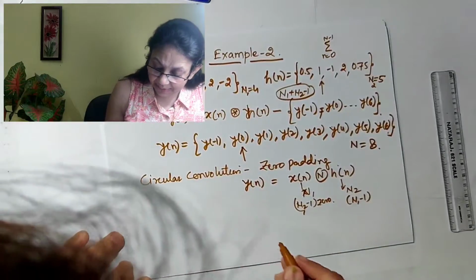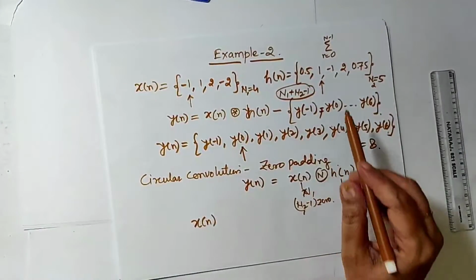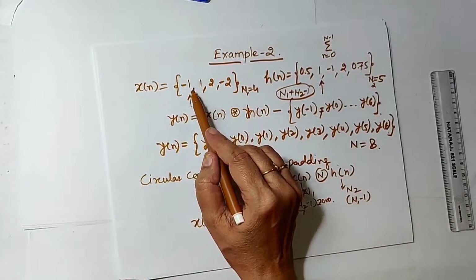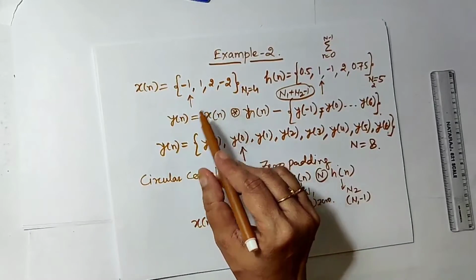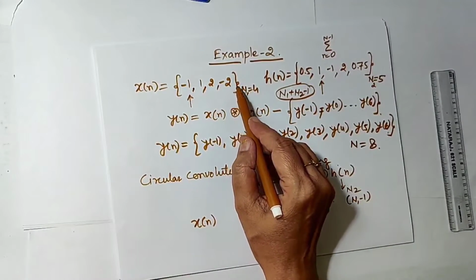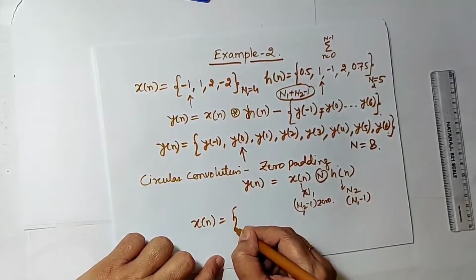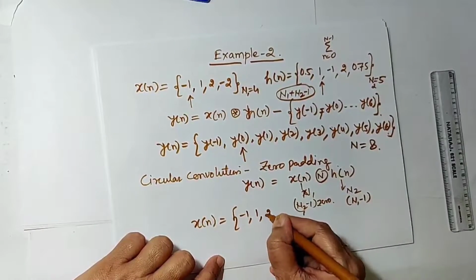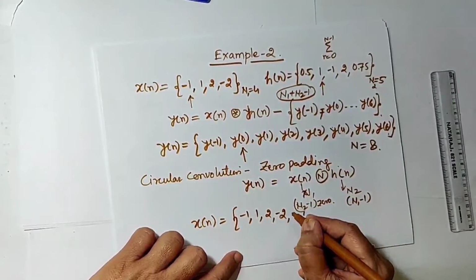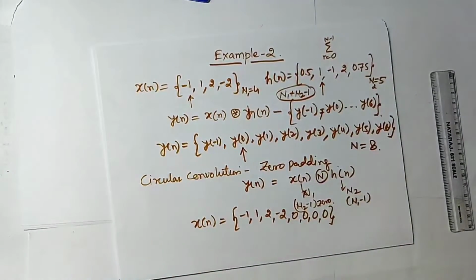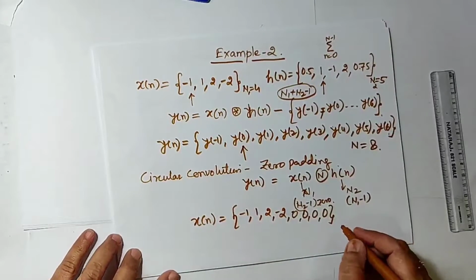So the equation becomes, see how the equation is changing here. I am writing xn, and will add 5 minus 1, that is 4 zeros to this, because xn is starting with 0. So there is no manipulation with the position. We add zeros after the sequence. So that would be minus 1, 1, 2, minus 2. How many zeros? Add 4 zeros: 1, 2, 3 and 4. So this will be the sequence.